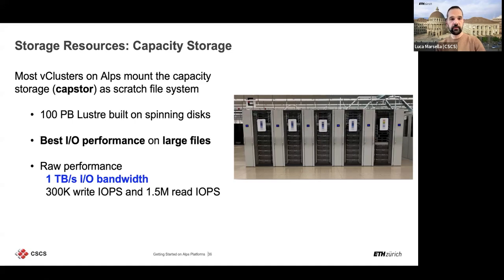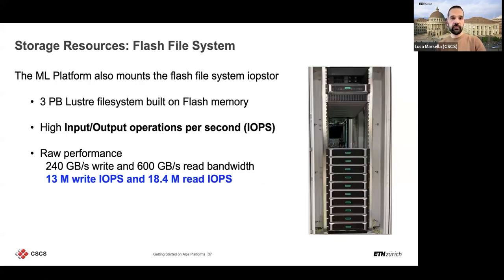Since it is a Lustre file system, it has the best I/O performance with large files. So as a rule of thumb, you can take the best performance as around 1 terabyte per second for I/O bandwidth. We have also a flash file system that is a 3 petabyte Lustre file system built on flash memory. This is called iopsstore, and this is meant for a high number of input-output operations per second. So with a reduced bandwidth, but it can handle a larger number of inodes.